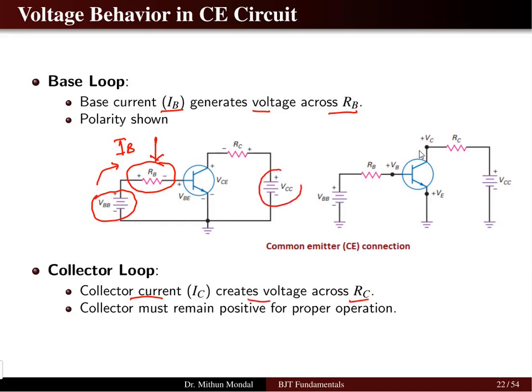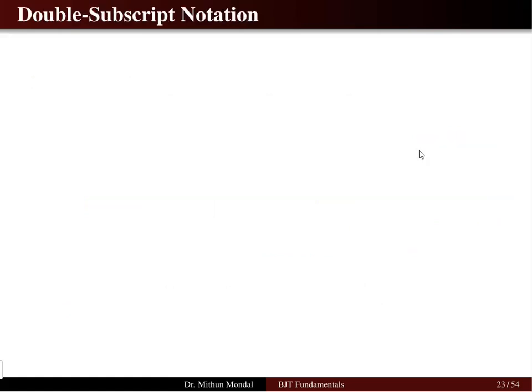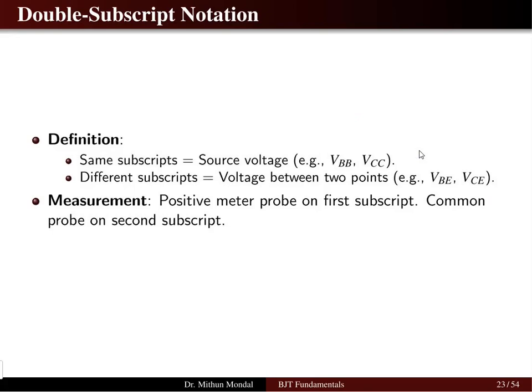The collector current creates a voltage across the collector resistor. You have the collector supply and a resistor RC. The collector current flowing from the source will have a potential drop, so in accordance with the passive sign convention, we have the potential drop across RC. The collector must remain positive for proper operation, so we have to keep the collector in the positive zone.